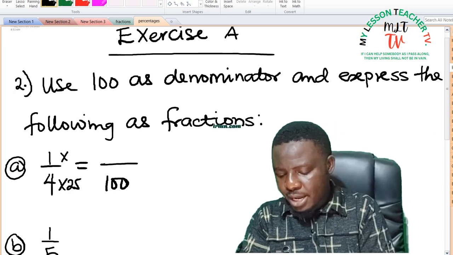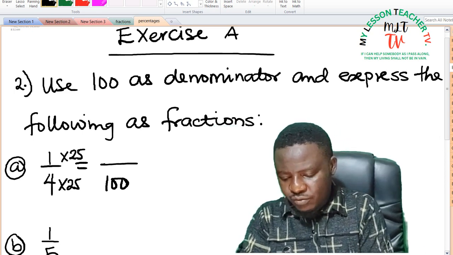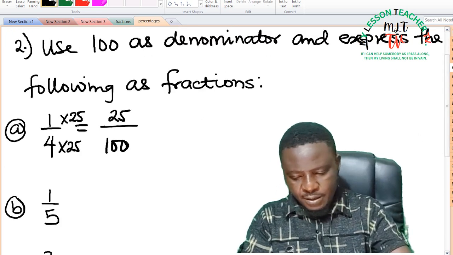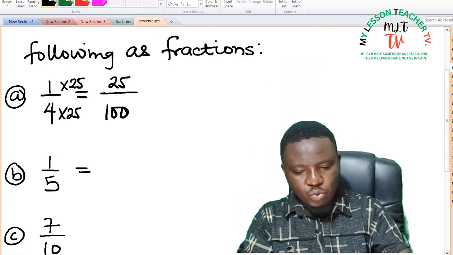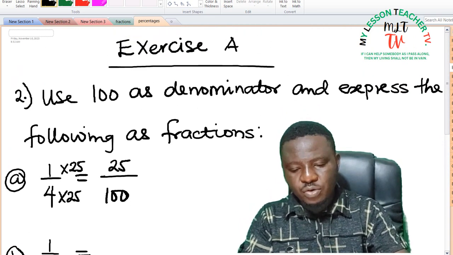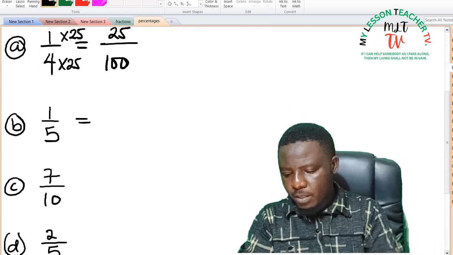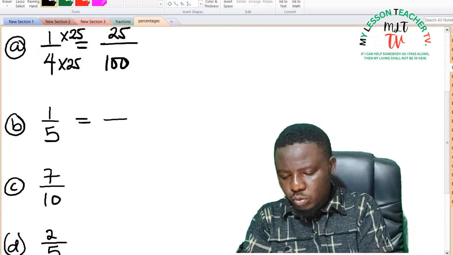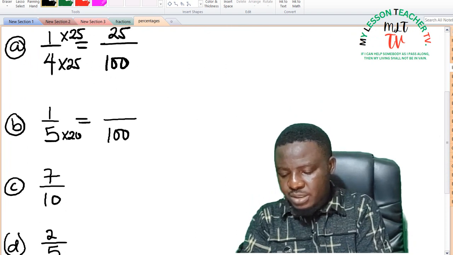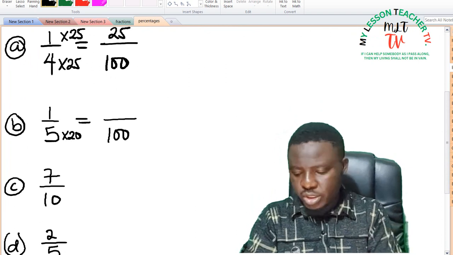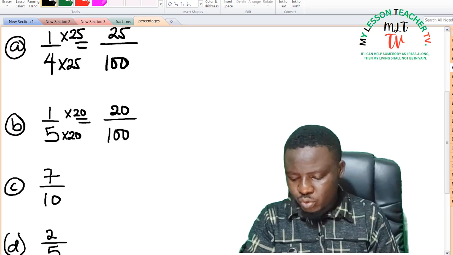It therefore means that I'm going to multiply the numerator by 25 to get the new numerator, and 1 times 25 gives me 25. B, we have 1 over 5. Remember, the question says we should use 100 as denominator and express the following as fractions. 1 over 5 is equal to dash divided by 100. Divide 100 by 5, that gives you 20. It therefore means that 5 times 20 gives you 100. So also multiply the numerator by 20, and 1 times 20 is 20.